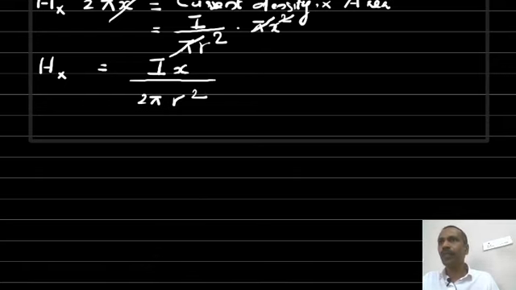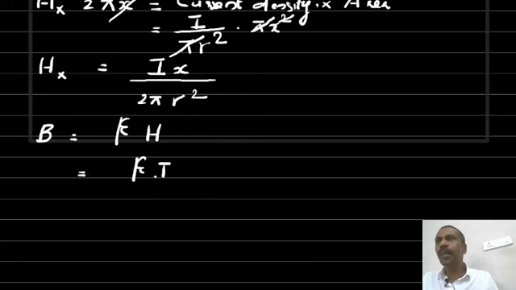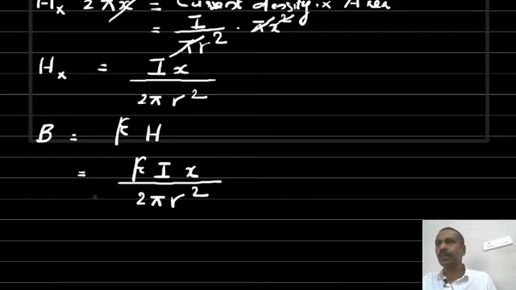Now the next step is the calculation of the flux density. So B, the flux density, is equal to mu into H, where mu is the permeability. Sorry, it's the permeability. So this is equal to mu Ix divided by 2 pi r square. This is our flux density.